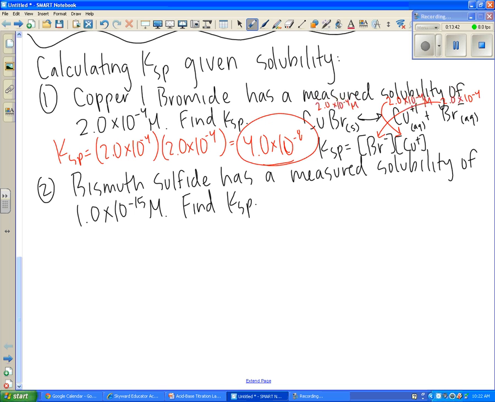So again, we're going to write a reaction for dissolving bismuth sulfide in water. Bismuth ion has what charge? +3. Sulfide ion has what charge? -2. So we need 2 of these and 3 of these to write the formula for that ionic compound. So when this solid is placed in water, it will form 2 bismuth ions and 3 sulfide ions.